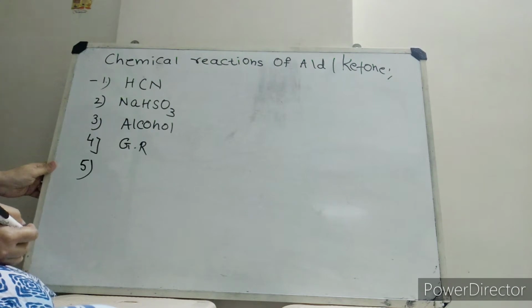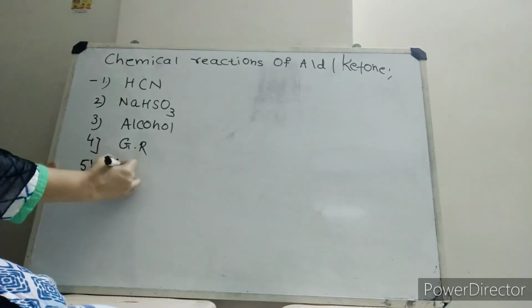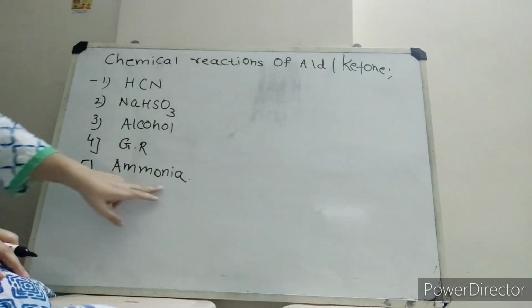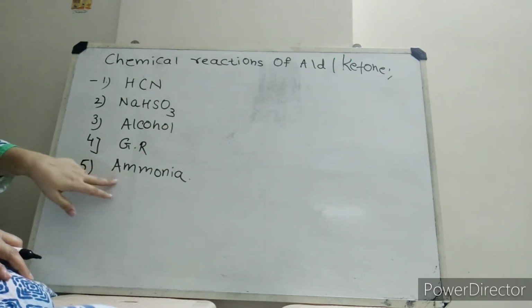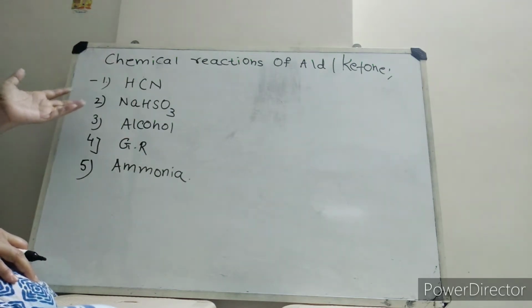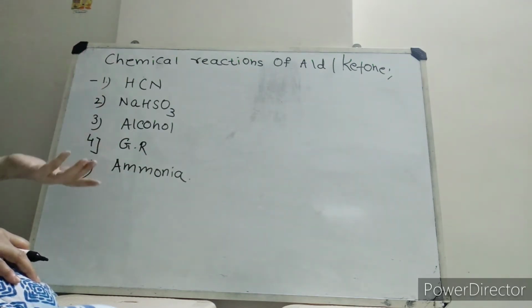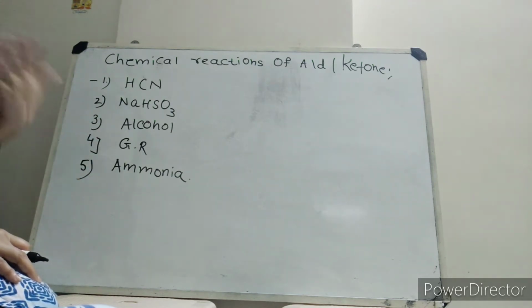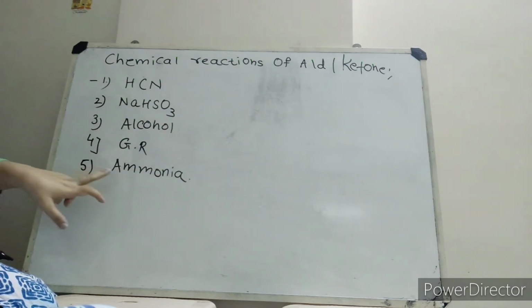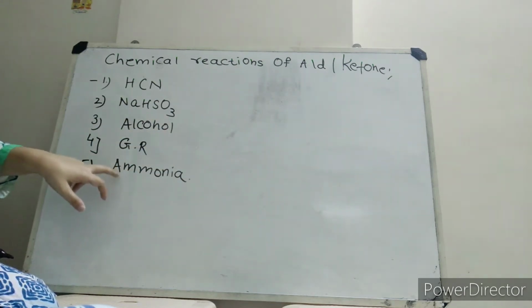Fifth reaction is the ammonia derivatives. There are so many reactions in this fifth method. Ammonia derivative means either it reacts with the hydrazine, as we have done already. Hydrazine formula is NH2NH2. Either phenyl hydrazine, C6H5NH2, or the 2,4-dinitrophenyl hydrazine. That all are combined in the fifth reaction.